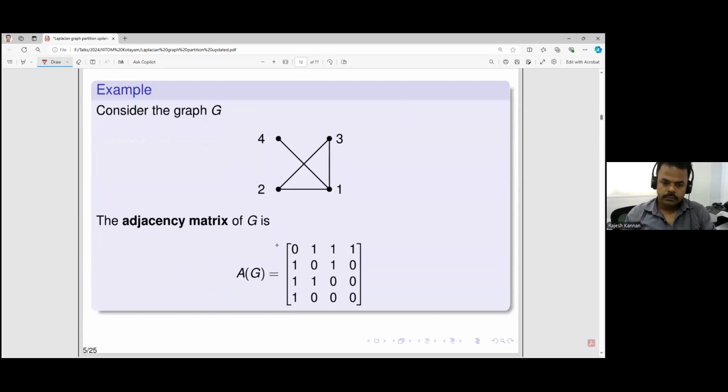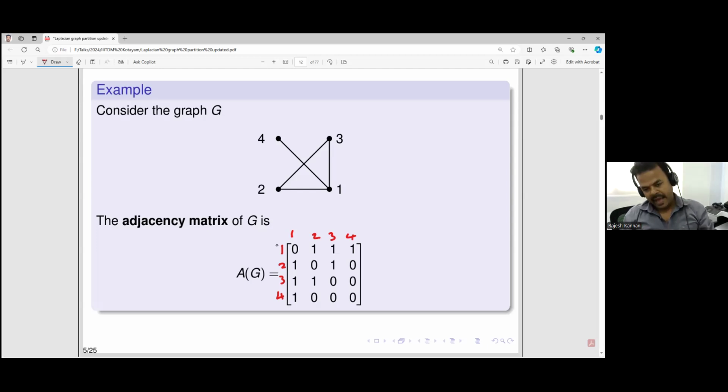1, 2, 3, 4. 1, 2, 3, 4. Okay. So between the vertices 1 and 1, there is no edge because we are working with a simple graph. None of the vertices has an edge to itself. Okay. So the 1, 1 entry is 0.